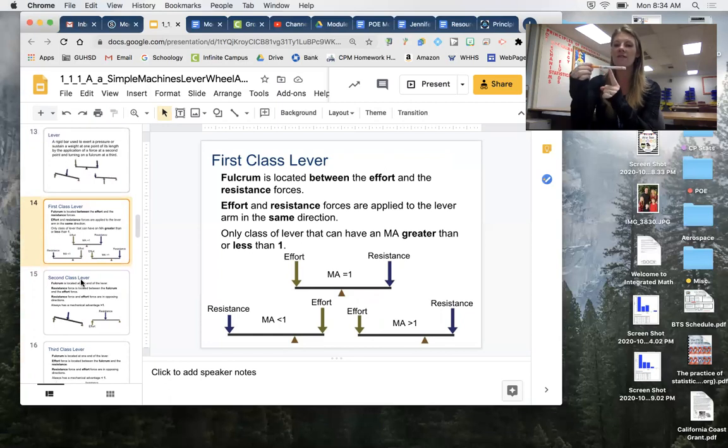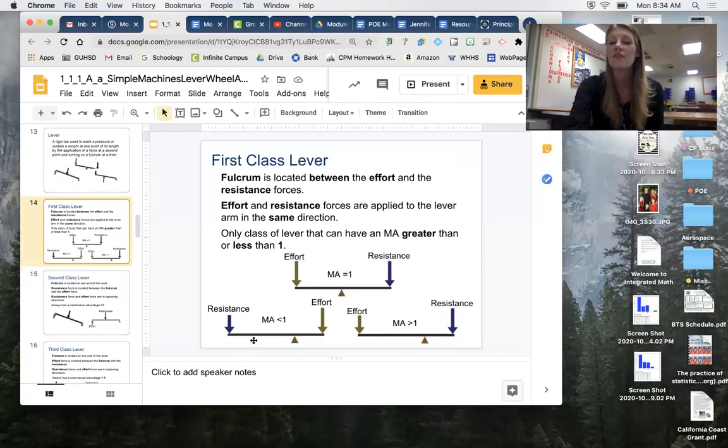A first-class lever is going to be that teeter-totter example. You have your resistance acting down here, so to counteract that, you have to put your effort on the other side. You'll notice the idea of a fulcrum: if the fulcrum was right in the middle, if you put 5 pounds on this side, all you would need is 5 pounds on the other side. It has a mechanical advantage of 1. That's because it's going to take the same amount of effort and resistance if the fulcrum is right in the middle.